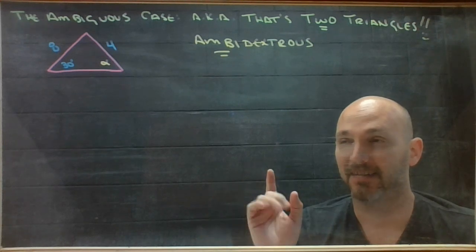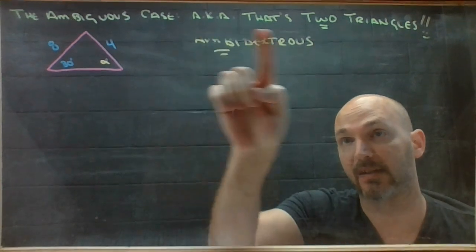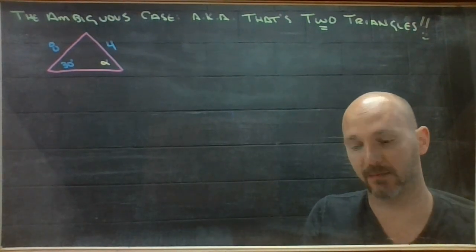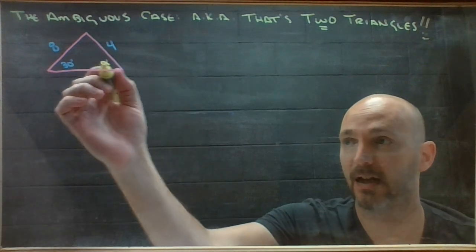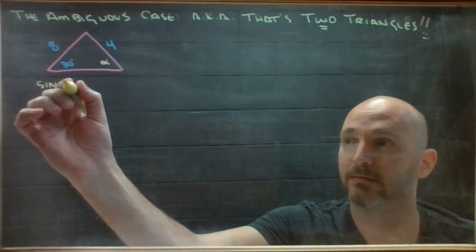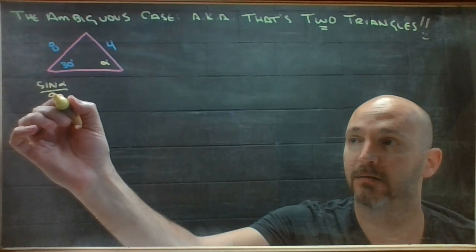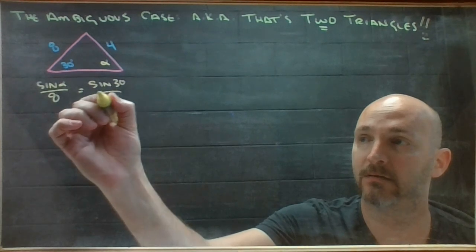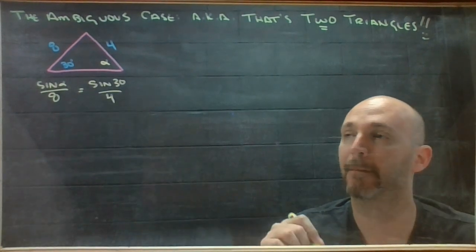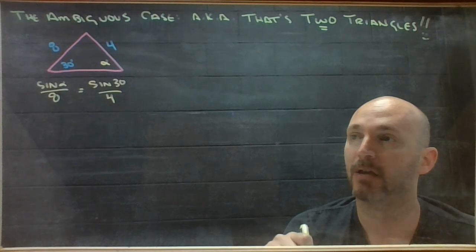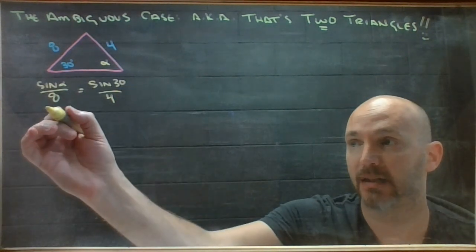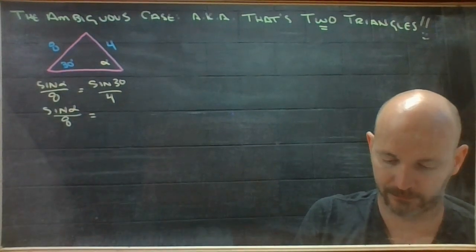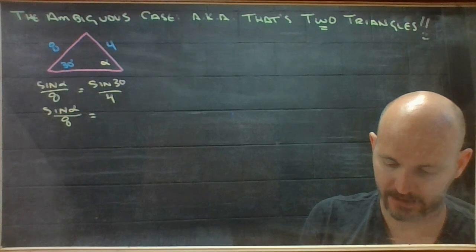Enough wordplay for today. Let's try and triangle this thing here. So I've got a sine law set up there. Sine of alpha over 8 will be sine of 30 over 4. Oh, I need sine of 30. Just get that from the calculator. I think it's 0.5.